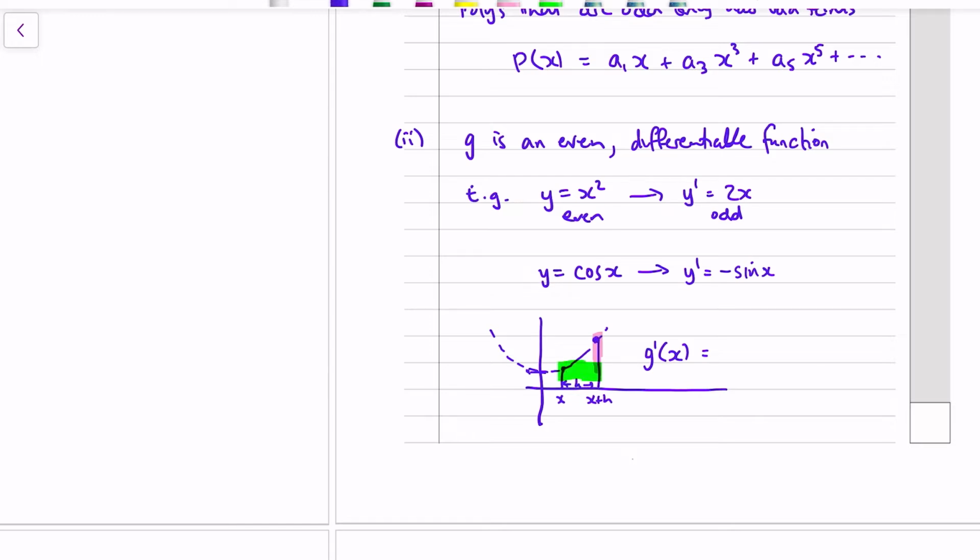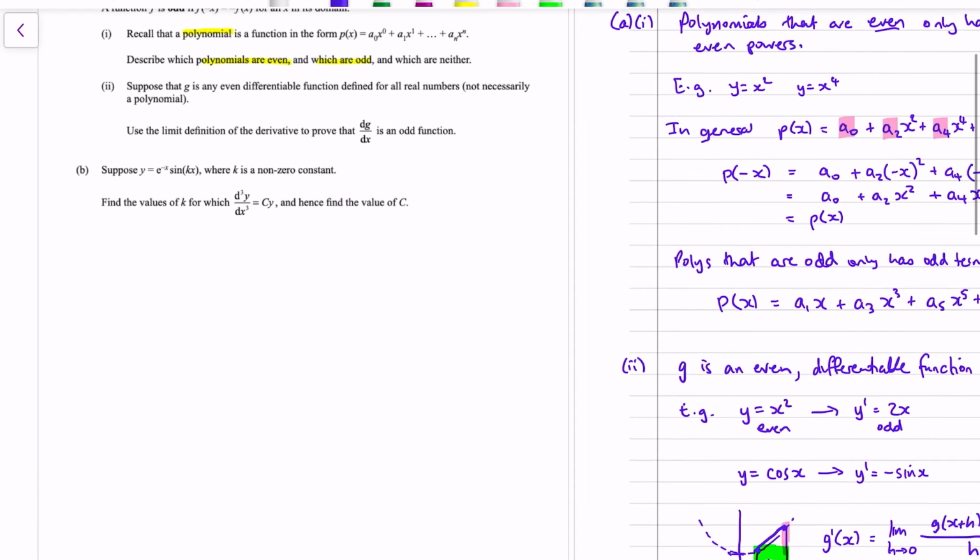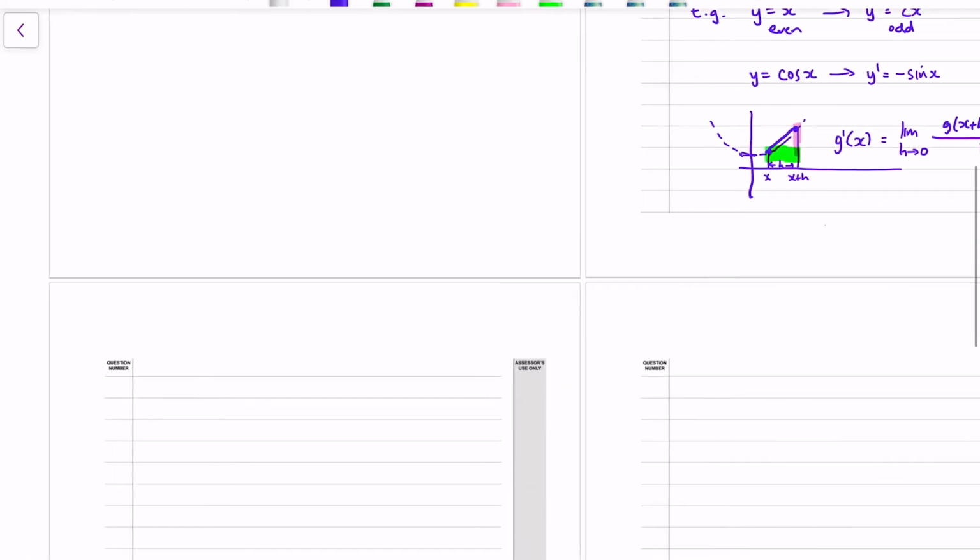Gradient between 2 points is rise over run. So we've got g of x plus h minus g of x, all divided by h. And of course we want h to be small, because if we take 2 points that are really far apart, then the gradient of the line between those points is not going to equal the gradient of the tangent at all. So we take the limit as h goes to 0. So that there is the definition of the derivative, often called differentiation by first principles. And we need to prove that the derivative of g, starting as an even function, is an odd function.